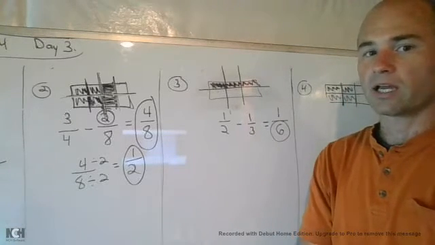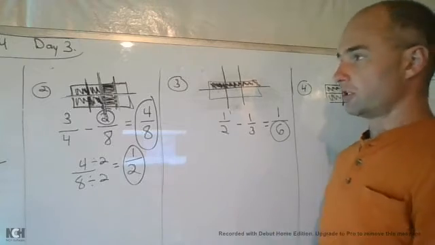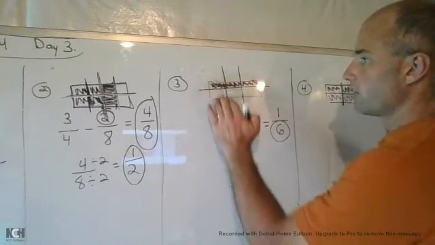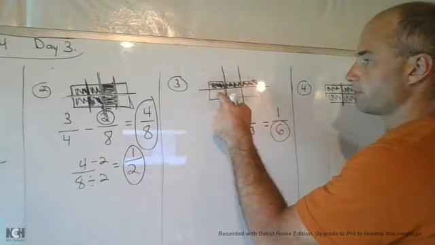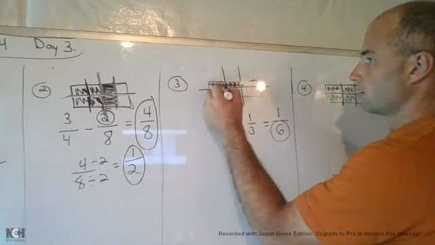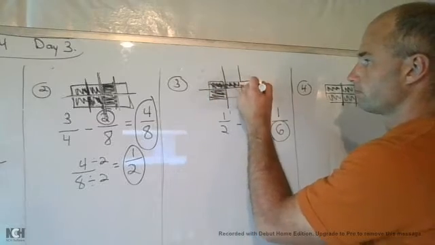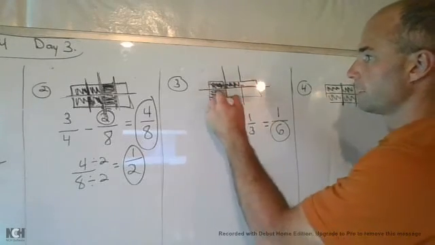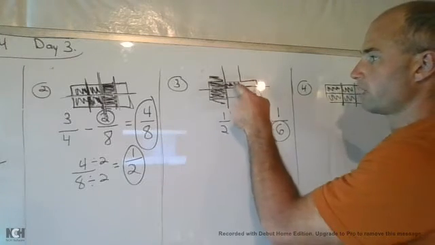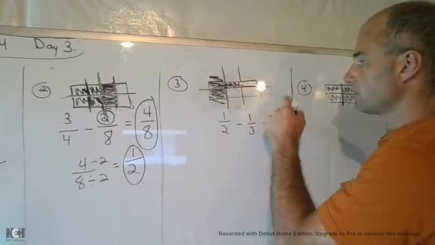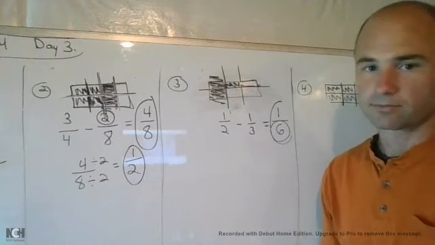Now I want to take away 1/3. Well, right here in this third box, I can't because that's an empty box. So I need to move this guy over. And now I can take away that. But I'm only left with 1 out of these 6 boxes, which made my fraction 1/6.